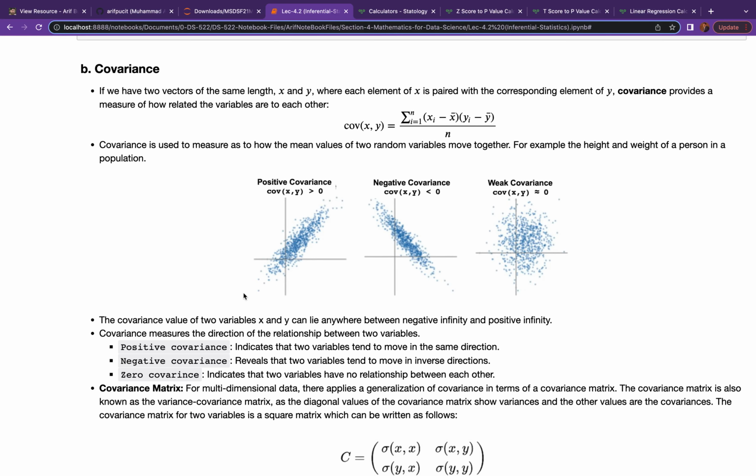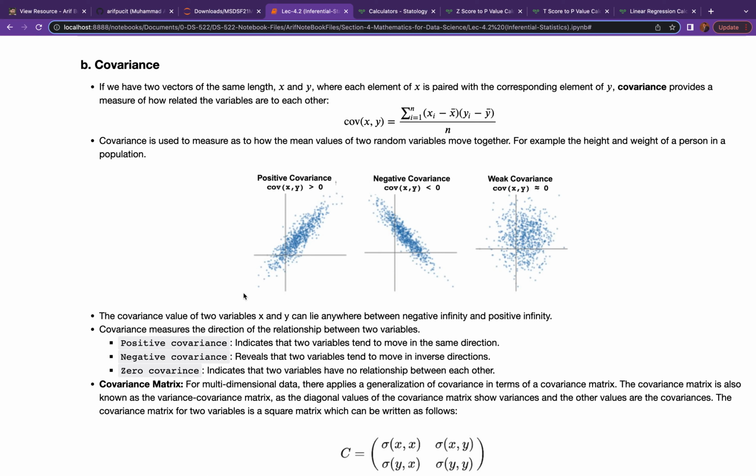Let's talk about covariance as well. Variance is a statistical measure for one random variable, while covariance is used to measure how the mean values of two random variables move together. Suppose we have two vectors of the same length, say x and y, where each element of x is paired with the corresponding element of y. So covariance provides a measure of how related the variables are to each other, and this is the formula for computing the population covariance, which can be positive, negative, or zero, indicating that the variables are directly related, inversely related, or not related with each other.